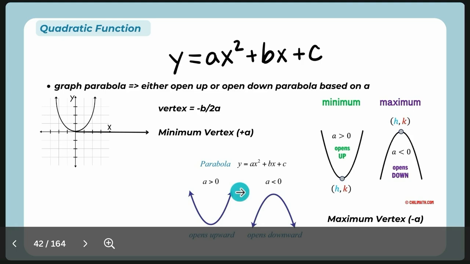So here a is greater than 0, so this is basically opens upward. Or if you have an a less than 0, it means that it opens downwards. So that's the maximum vertex. It's a negative a. All right.